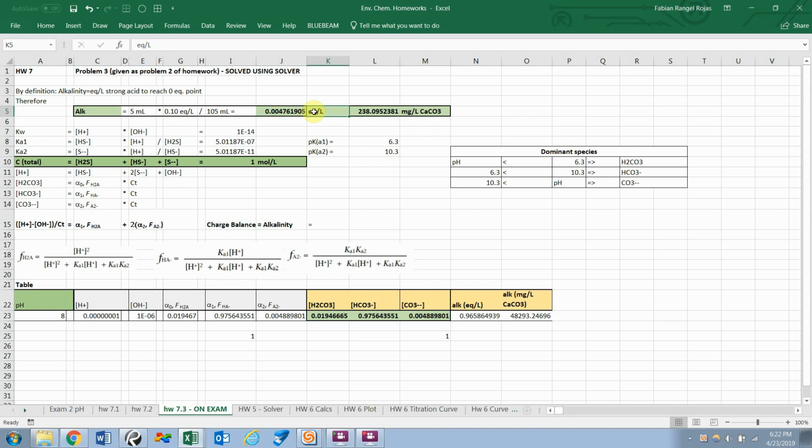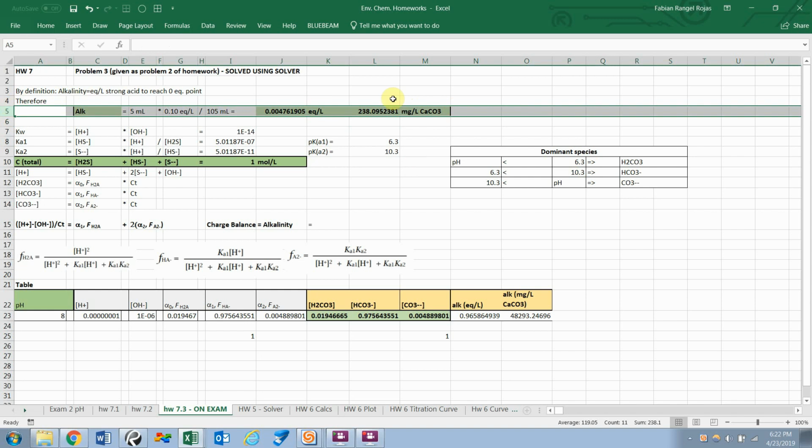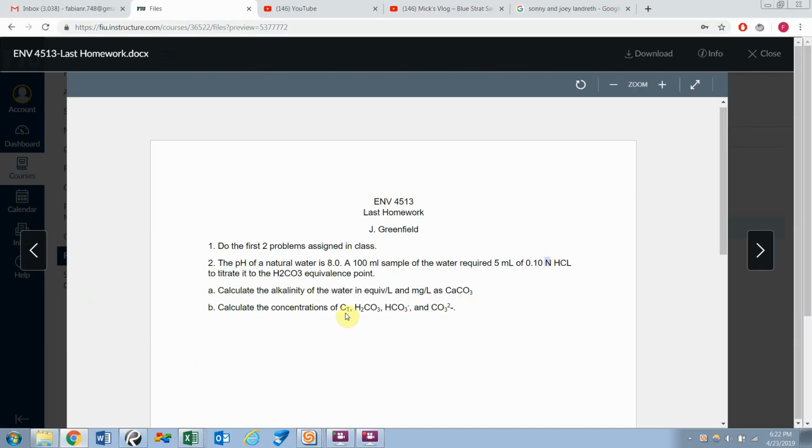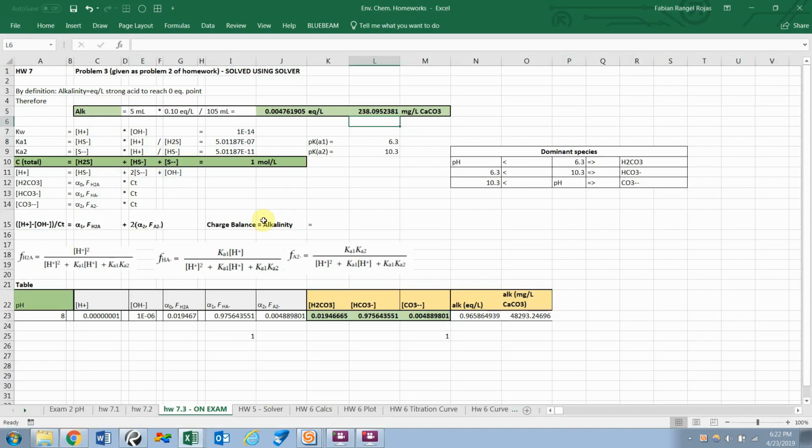Then to find that value in terms of milligrams per liter of calcium carbonate, I just multiplied by 50,000, because that's how you convert from equivalence per liter to milligrams per liter of calcium carbonate. So that answers part 1 or part A of problem 3. To answer part B, which is asking us to find the concentration of these components, I'm going to use Excel Solver.